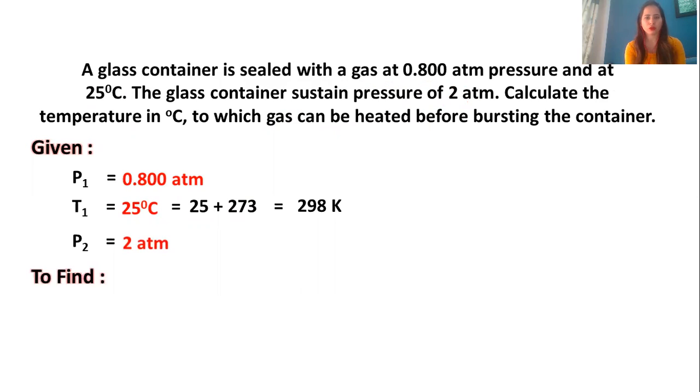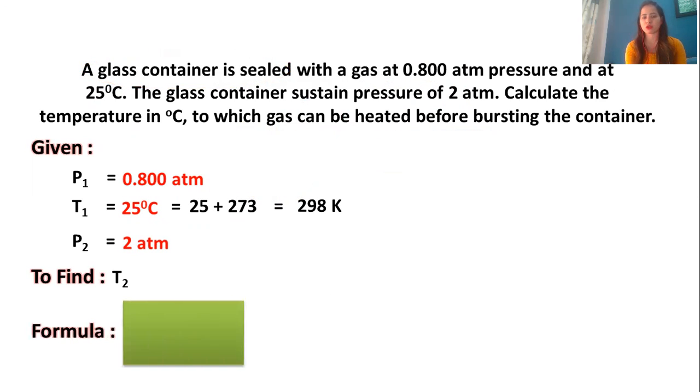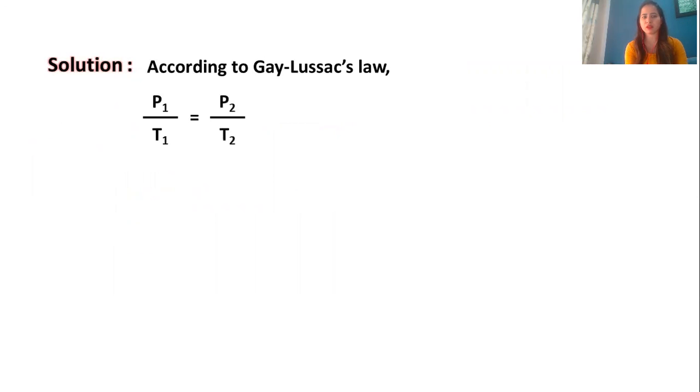So we have the formula from which law? Gay Lussac's law, because the container is sealed. Container is sealed means the volume is constant, and therefore we'll apply Gay Lussac's law formula P1 upon T1 is equal to P2 upon T2. So when you solve this, you can see T2 will be P2 into T1 upon P1. P1 was 0.800. You can ignore that 00. T1 was 298 Kelvin, and T2 is something that we need to find, and P2 is equal to 2 atm.